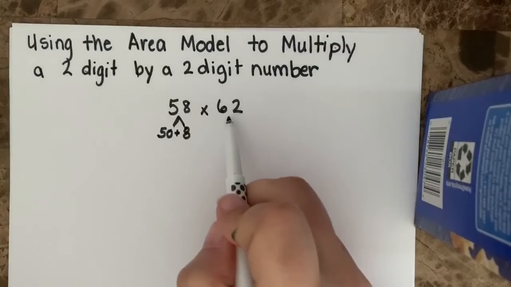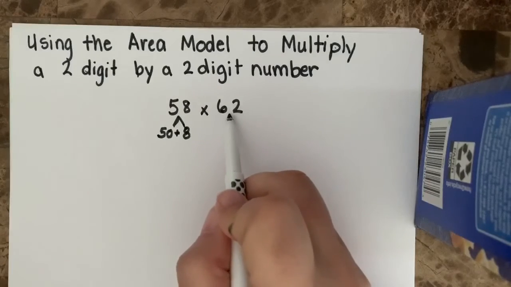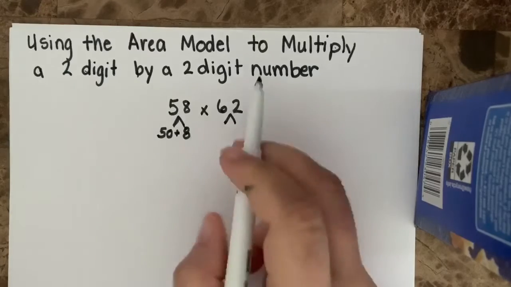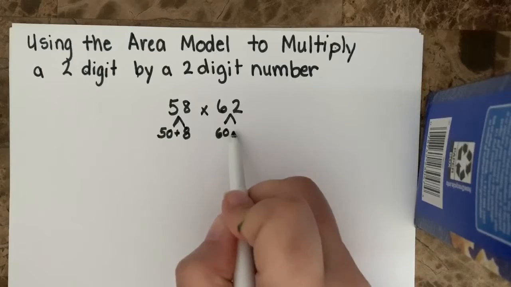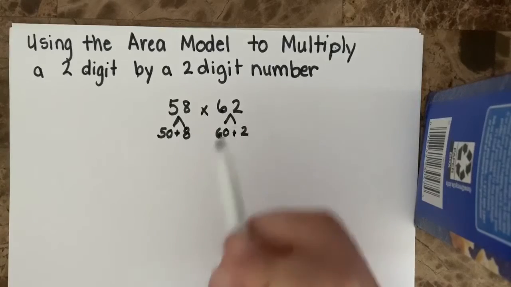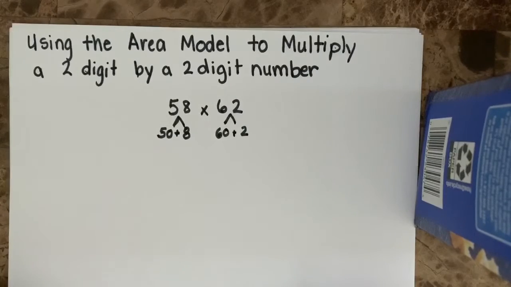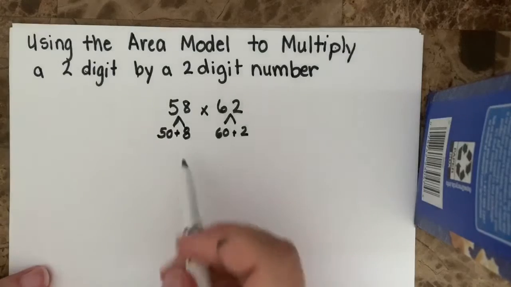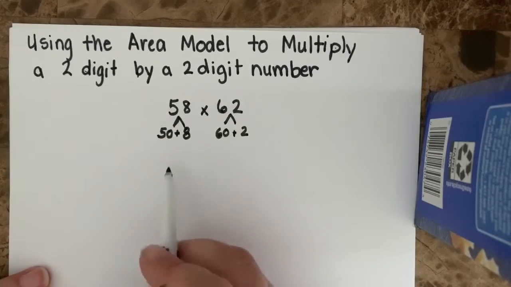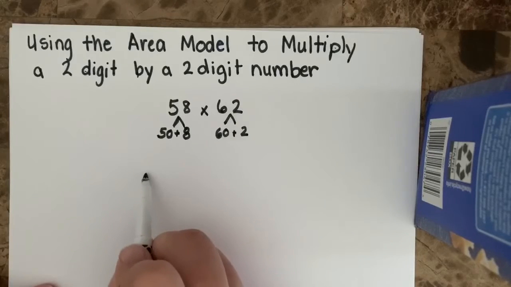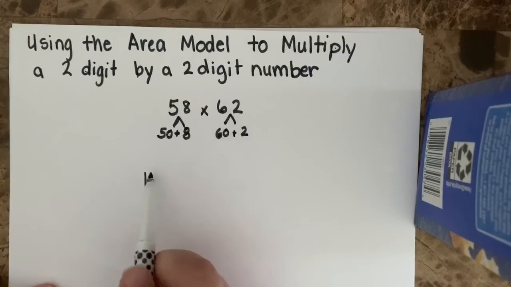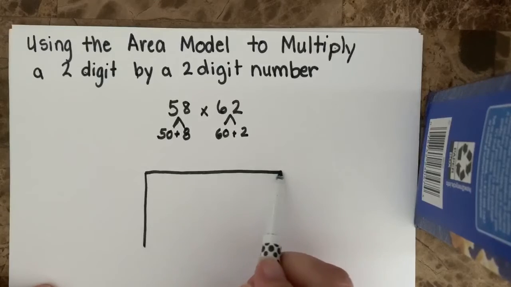And we're going to do the same thing with 62. We're going to break that apart into tens and ones. So 6 tens is 60 plus 2 ones. So now I have these parts. And I'm going to use the area model to do the multiplication. So the first thing I'm going to do is draw a rectangle.